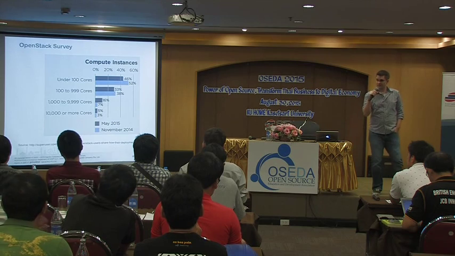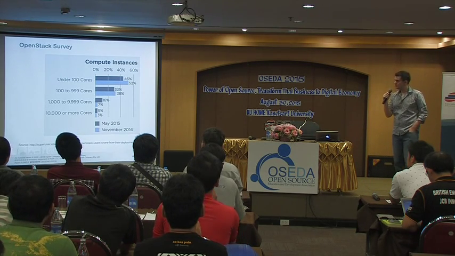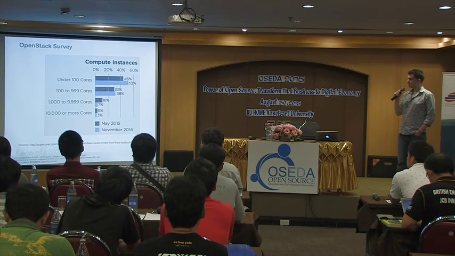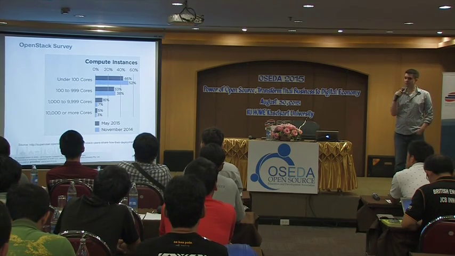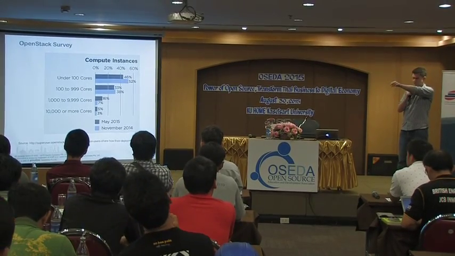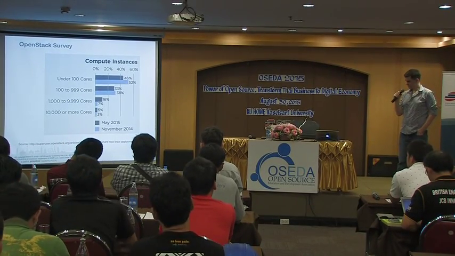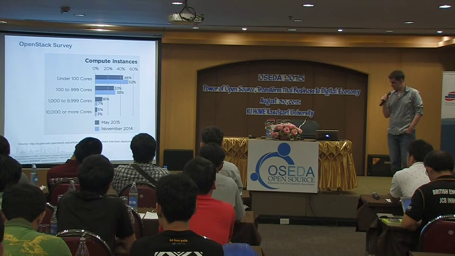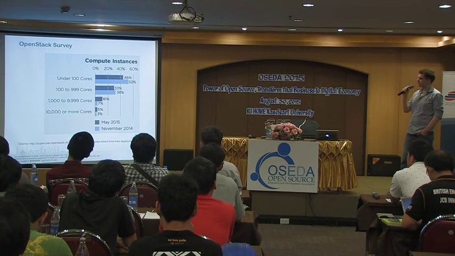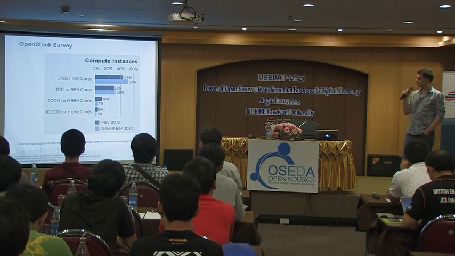Here are some numbers. This is from the OpenStack survey. They do it twice a year, I think. They meet up, and then they ask people how they use OpenStack. It's quite interesting numbers. This is based on 1,200 companies who participate in this survey. I like it because it shows how OpenStack is used.